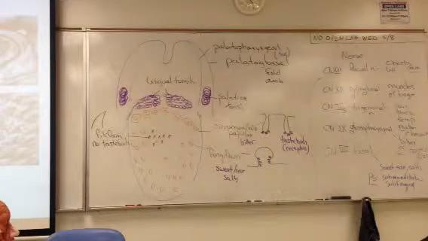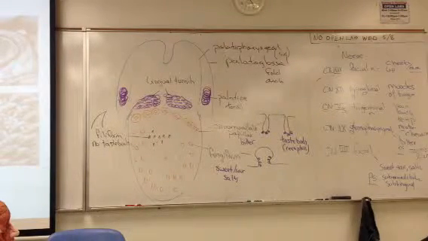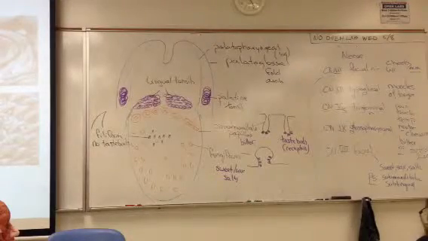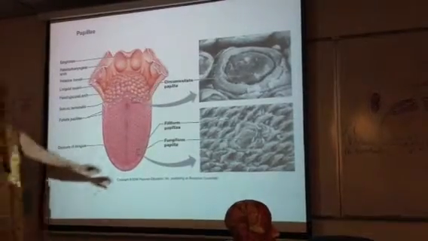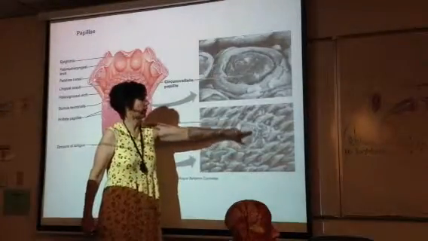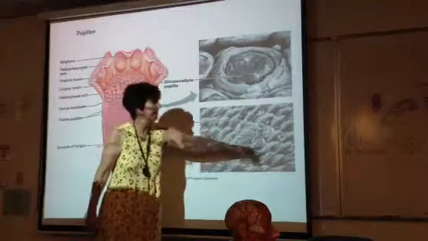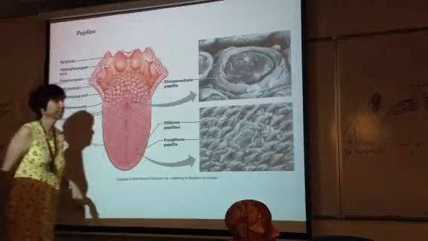You said the most numerous was filiform? Uh-huh. You can just look at that far right picture on the bottom, scanning electron micrograph. And there's one fungiform here, and then all of these are the filiform around it.